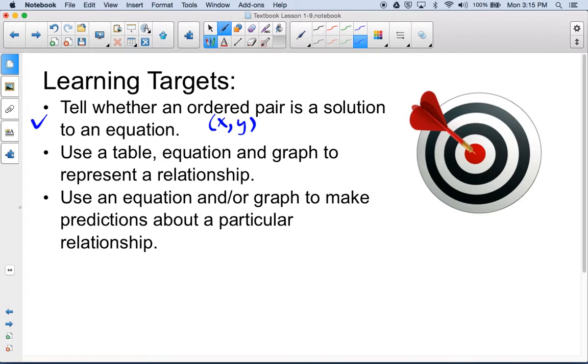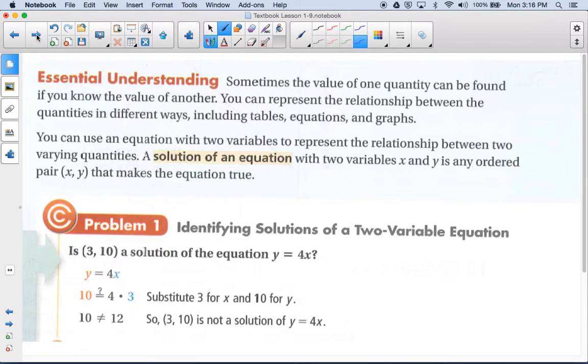We're going to use a table, equation, and graph to represent a relationship. And finally, we're going to use an equation or a graph or maybe even a table to make predictions about a particular relationship. So let's get started.